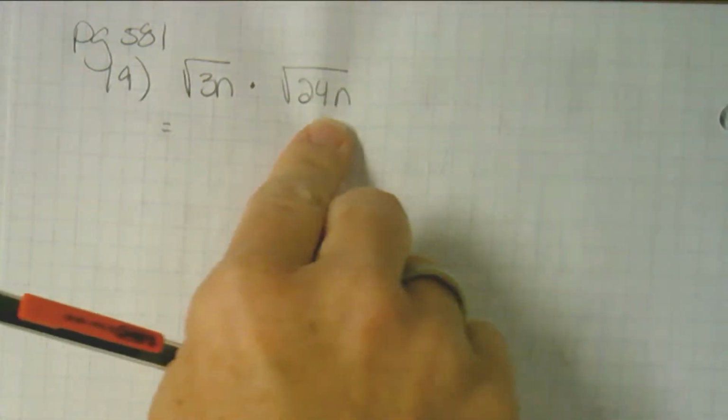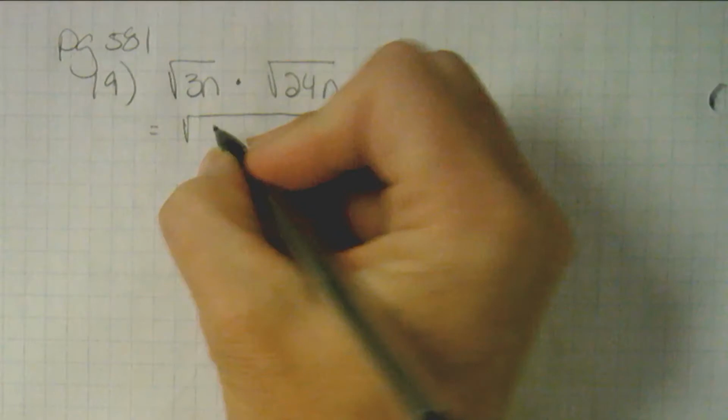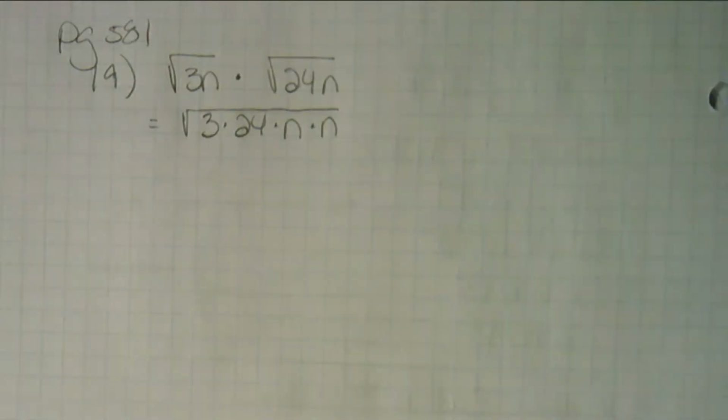We are multiplying radicals. So what that means is everything right here is under a radical. I have two radicals being multiplied together, so I'm going to go ahead and put them underneath the same radical symbol. So I have 3 times 24 times n times n. The stuff I'm showing you is the stuff you should have.